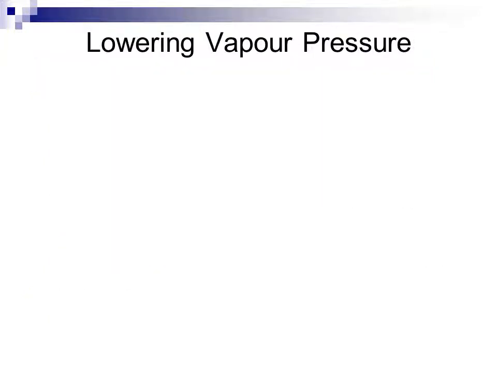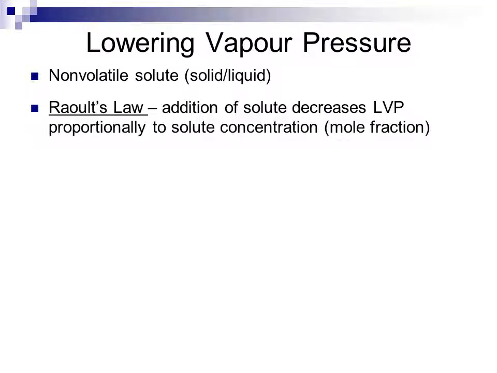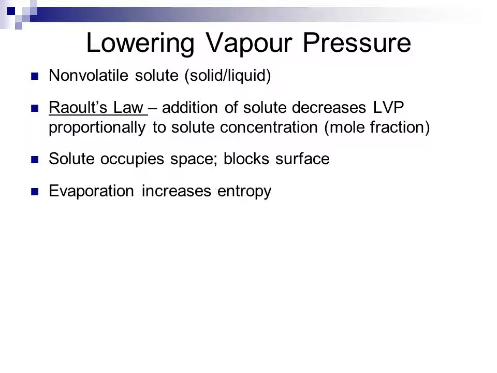Lowering vapor pressure is the first colligative property we will talk about. Lowering vapor pressure occurs in substances which have non-volatile solutes. These can either be solids or liquids as solutes. Lowering vapor pressure depends upon Raoult's law. Raoult's law states that the addition of solute to a solution will decrease the liquid vapor pressure of the solvent in that solution proportionally to the concentration of the solute which is added as a mole fraction. Solute occupies space in the solution, and in doing so, it will block the surface of the solution, which prevents solvent molecules from being able to rise to the surface and vaporize.